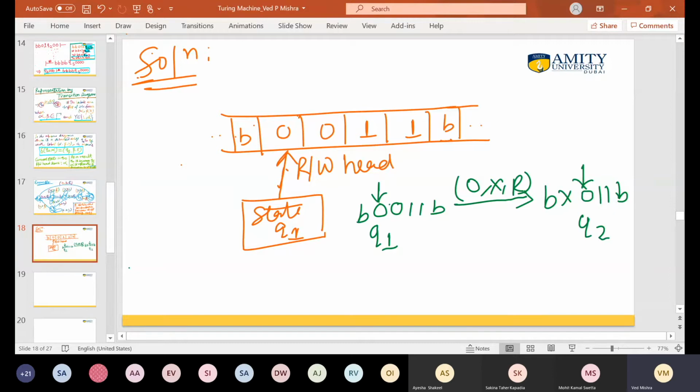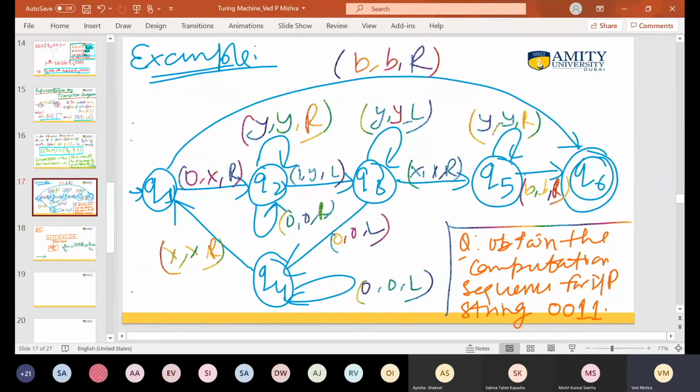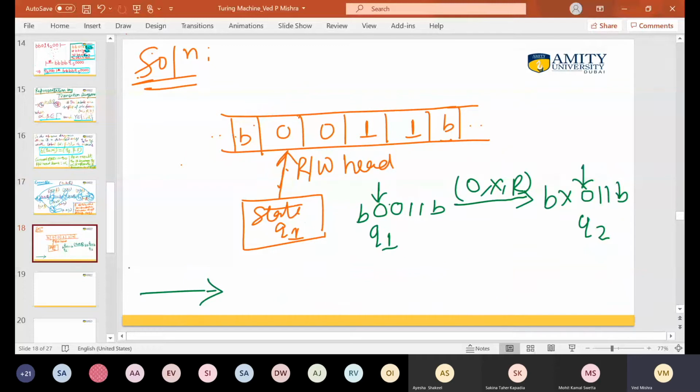Q2. Okay. So now tell me, Q2 0. Which one will you follow? 0, 0, R. So where will you go now? What will you write next?